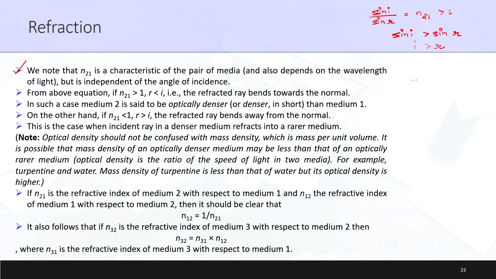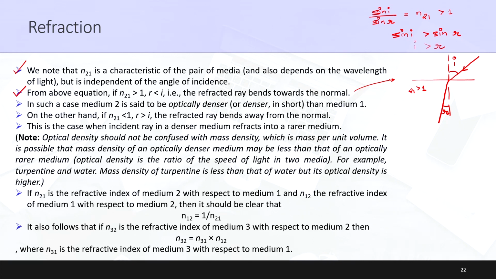What does it try to say? Let us suppose n21 is greater than 1. If this is the angle of incidence, then the angle of refraction will always be less than it. What does it mean? It simply means that it bends towards the normal. So, this is the angle of refraction here. This is the explanation given in this line. Let us move on to the next line now.